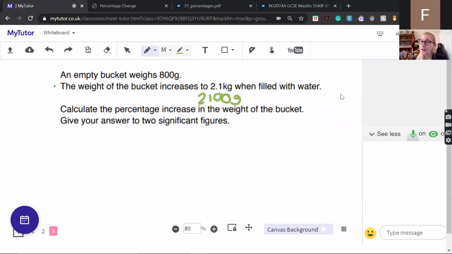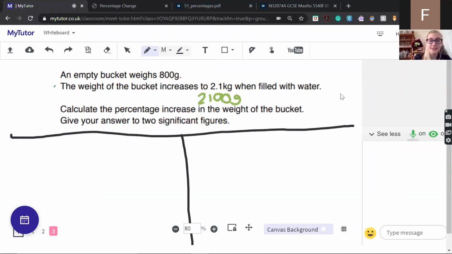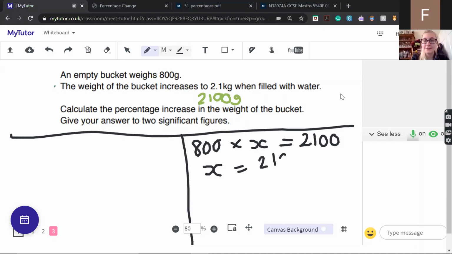And now we can go ahead and do our usual percentage increase. So I'll do both methods again. I'll start with method B this time. So we're taking 800, we're timesing it by some multiplier to get out 2,100. So what's our multiplier going to be? Well, it's going to be 2,100 divided by 800, which is going to be 2.625.